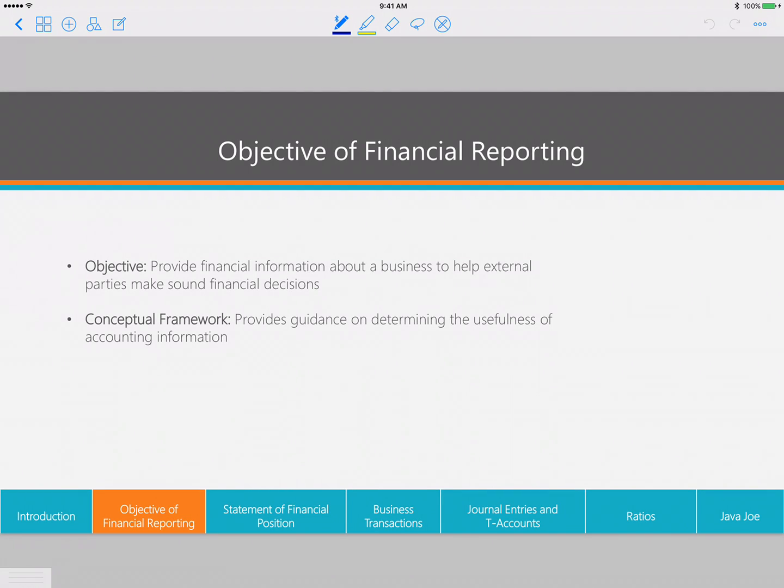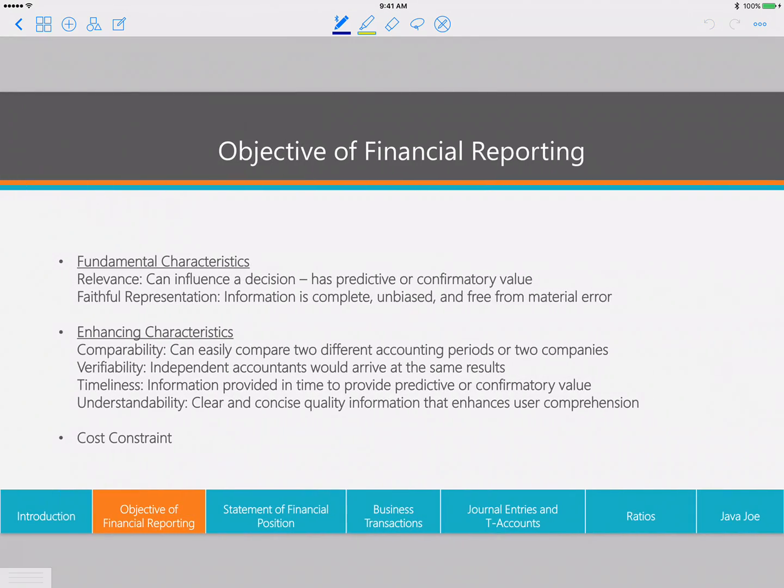As you may remember, we discussed that the point of accounting as a whole and financial reporting is to provide financial information about a business to help external parties make sound financial decisions. COMM 217 is all about the external users, while internal users are going to be covered in COMM 305. So in order to provide this financial information, we have a conceptual framework that provides guidance in determining how useful accounting information is. So let's take a look at our conceptual framework.